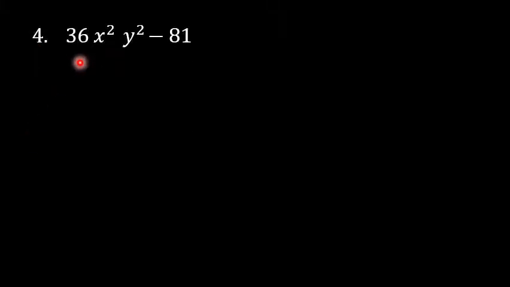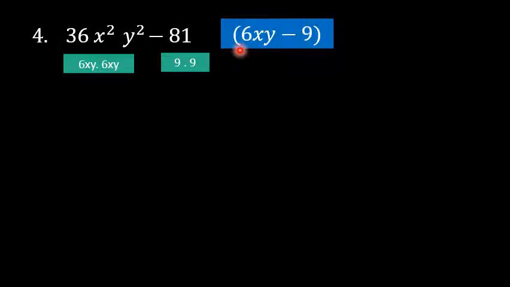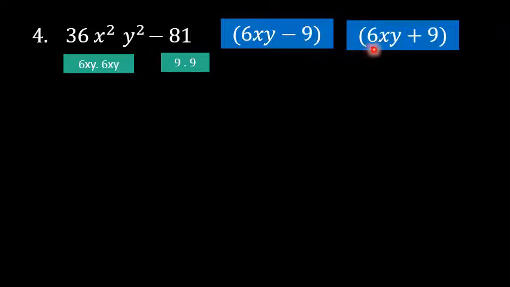Number 4, 36x raised to 2, y raised to 2 minus 81. 6xy times 6xy, and 81 is 9 times 9. The answer is quantity 6xy minus 9, quantity 6xy plus 9.